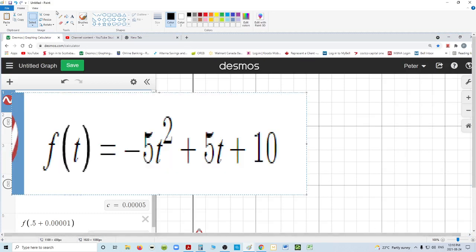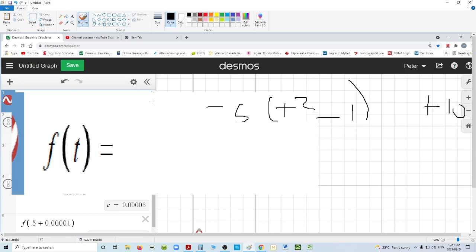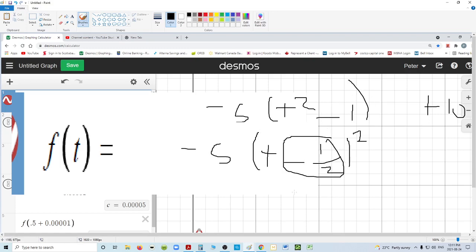So if we were to complete the square of the first 2 values, I would take minus 5 out, and I get t squared plus t, minus 1, and then the plus 10 stays over here. And I can see right away, just by partially completing the square, that the value that partially completes the square would be t minus a half, because it's always half of this, squared. This tells me right away that my x value is indeed positive 0.5, because it's the opposite of this one, for the vertex.